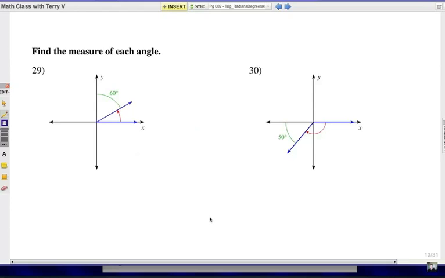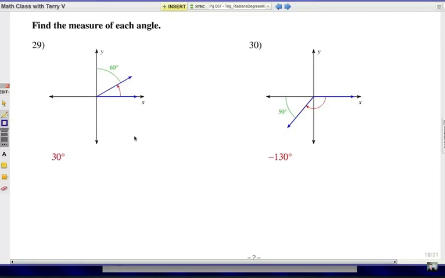And finally, find the measure of each of these angles. That's the angle in blue. So we have a positive angle here to figure out, and we have a negative angle there to figure out. Go ahead. All right, here we go. Number 29 is 30 degrees.